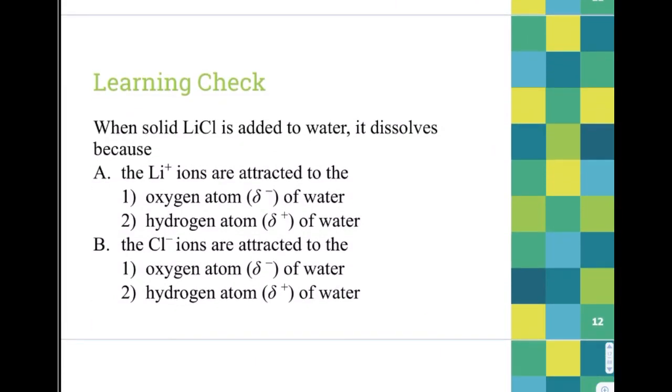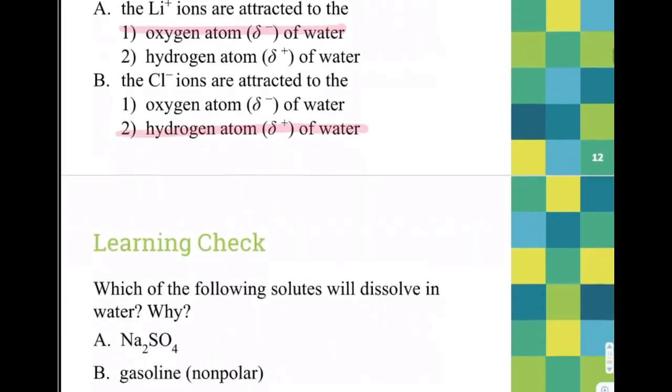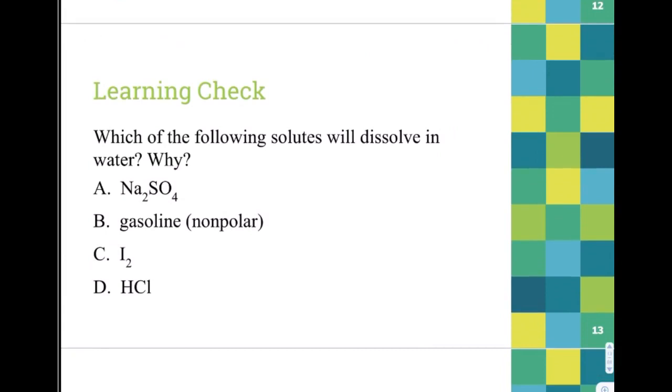Pause and do a quick learning check. When solid lithium chloride is added to water, it dissolves because the lithium ions are attracted to what? Well, the lithium positive ions are attracted to the oxygen atoms, and the chloride ions are attracted to the hydrogens. Opposites attract.